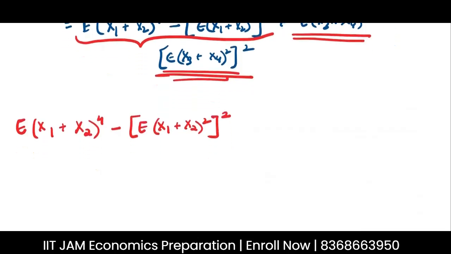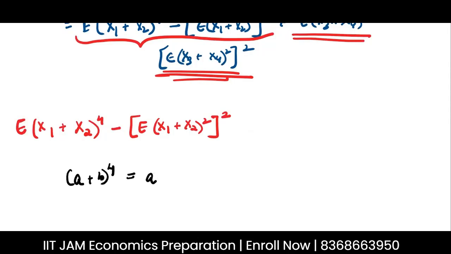Now, we are going to use the formula of (A plus B) to the power 4. So (A plus B) to the power 4 is equal to A to the power 4... If you're not sure about this formula, it is fine.